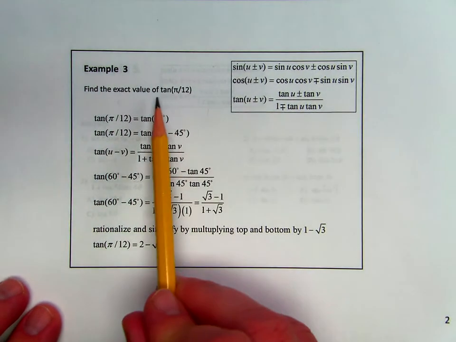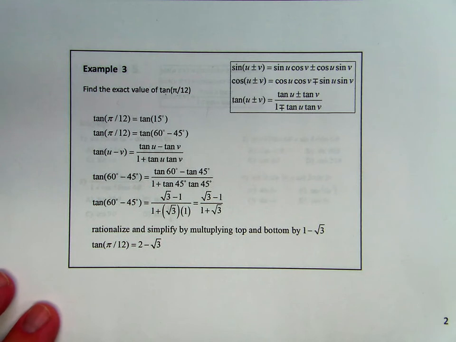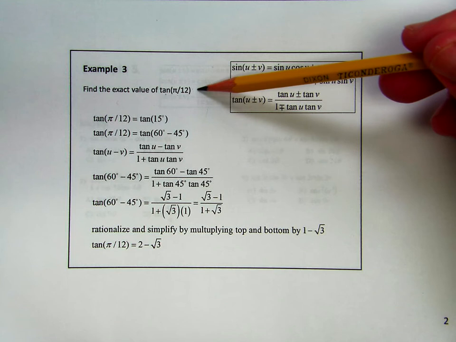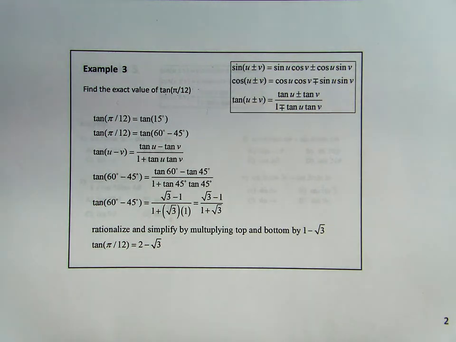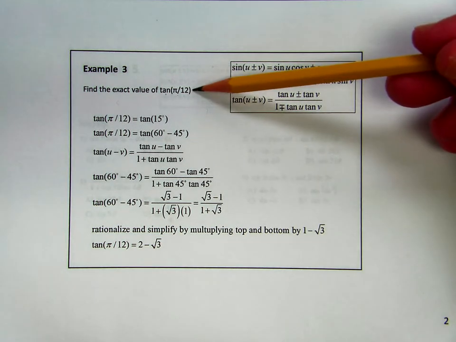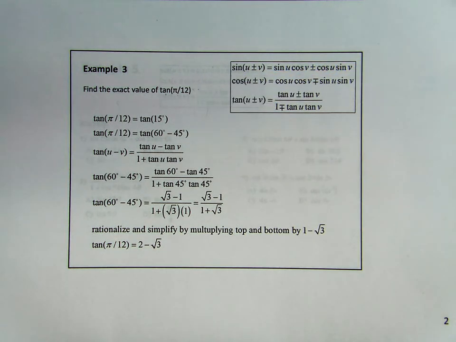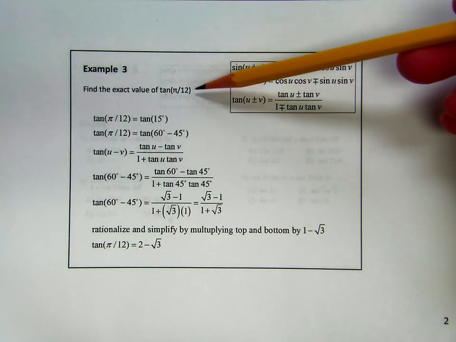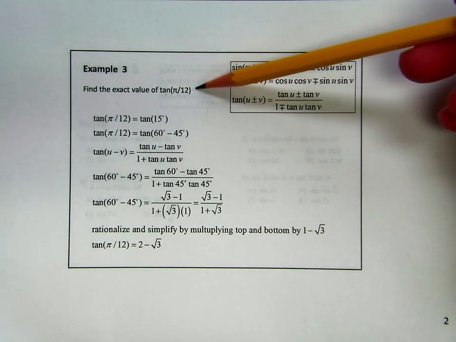So we want the exact value of the tangent of pi over 12. That's our goal. Well, pi over 12 does not appear on a unit circle. One of the things these formulas allow us to do is, if we can express that angle as a sum or difference of two angles that do appear on a unit circle, we can get an exact value for it. Thinking about two angles in radians that add or subtract to give you pi over 12 can be tricky business. That's not easy to do.